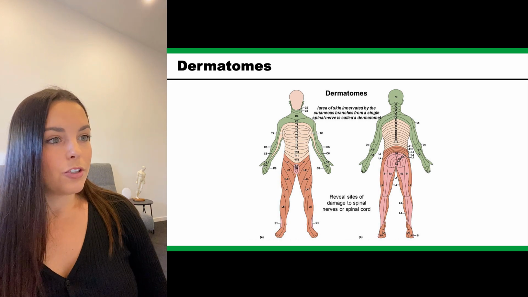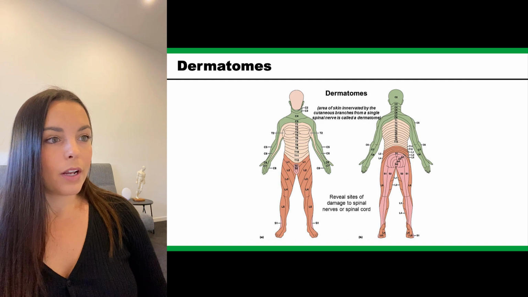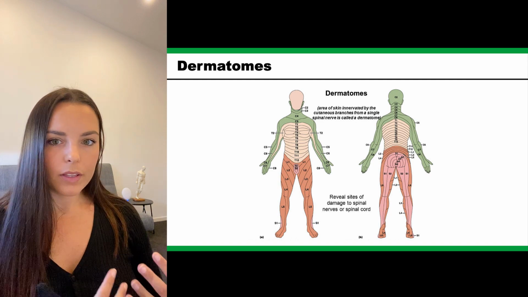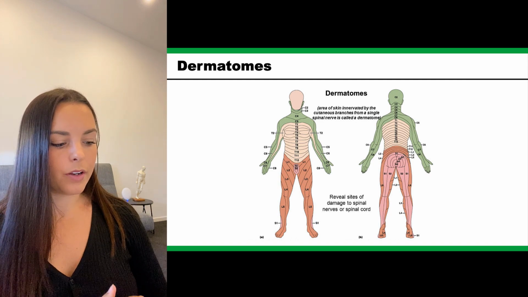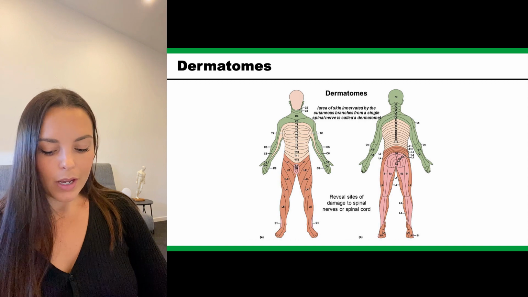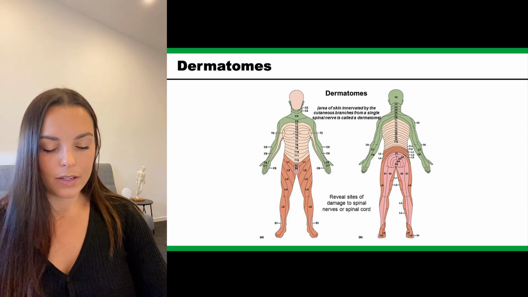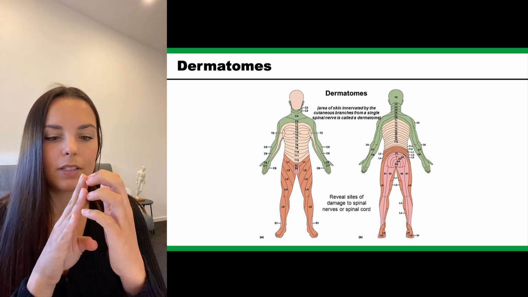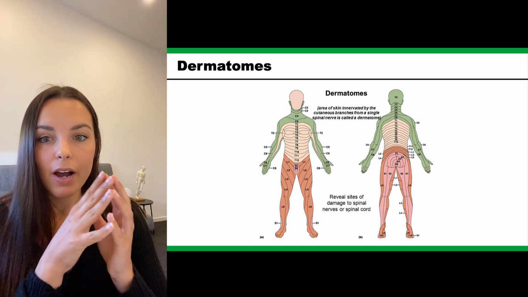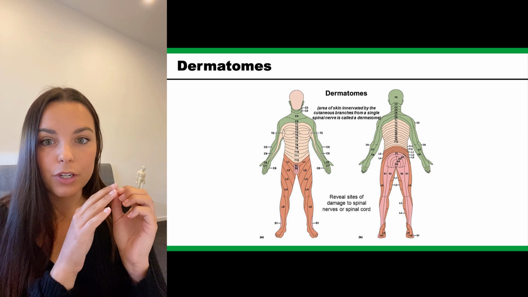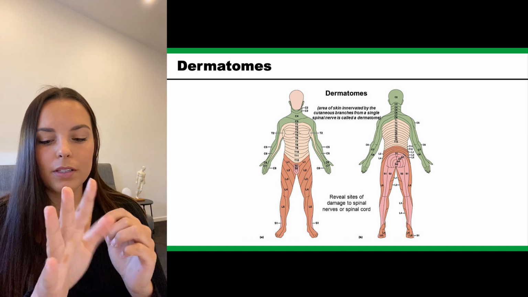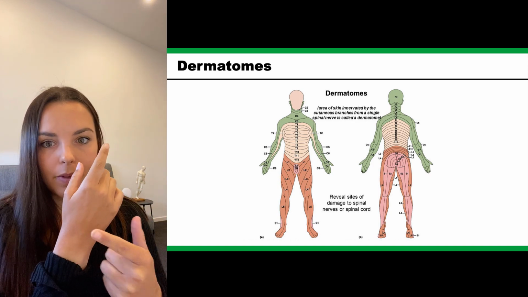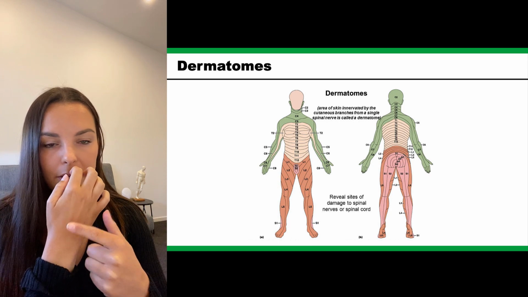And within each dermatome and within different areas of the body, there's different amounts of sensory nerves. So if we think about the areas of our body that are most sensitive, one of them is the tips of our fingers. So on the tips of the fingers, there's a very high density of sensory nerves, whereas perhaps on the back of the palm, there's less of these sensory nerves.